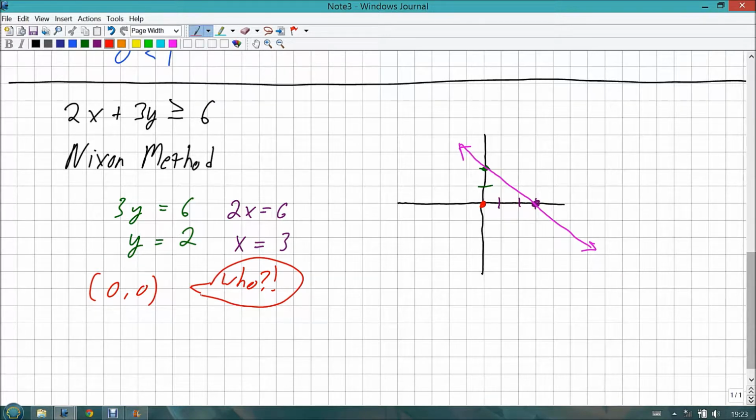We plug in 0 and 0 and see if it makes a true statement. Remember, if true, then through, if false, flee. So let's plug in 0 for x, so we have 2 times 0, plus 3 times, well, we're going to plug in 0 for y, and we're going to see if that's bigger than or equal to 6. So is 0 bigger than or equal to 6? Nope. It's false. So what do we do?